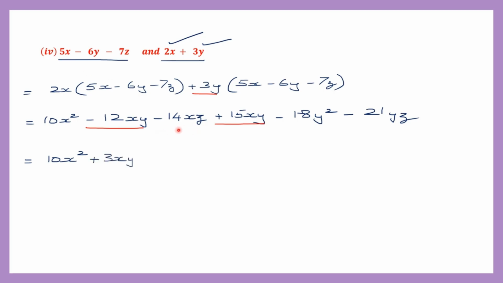Now here we have minus 14xz. Do we have an xz anywhere? No. So we can write it as minus 14xz. Then the next one is minus 18y squared. Do we have a y squared? No. So we write it as minus 18y squared itself. And the last one is minus 21yz. So now let's read out our answer here. We have 10x squared plus 3xy minus 14xz minus 18y squared minus 21yz.